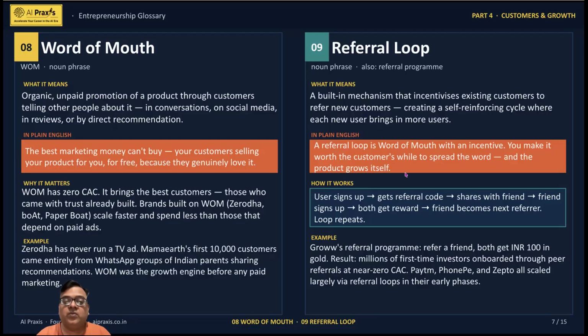Now look at Groww, the startup Groww. Refer a friend, both get rupees 100 in gold. This simple incentive helped onboard millions of users. So remember one thing, word of mouth is organic growth, referral loop is engineered growth.